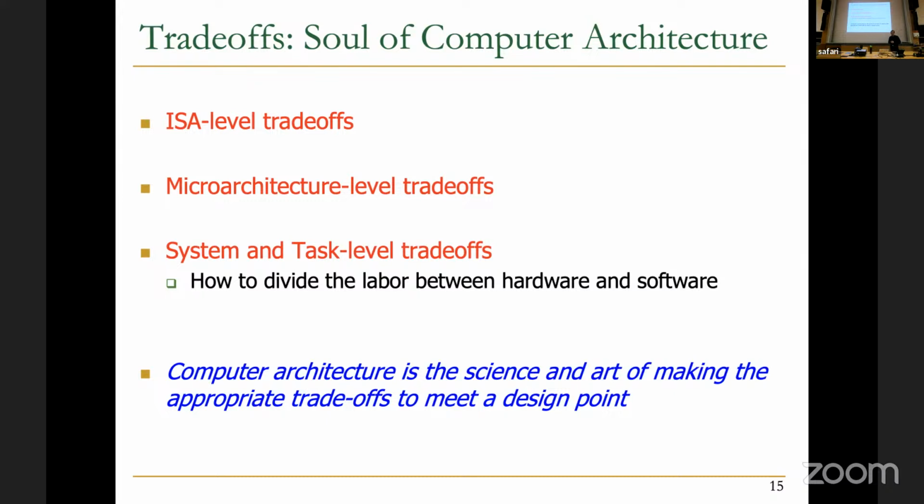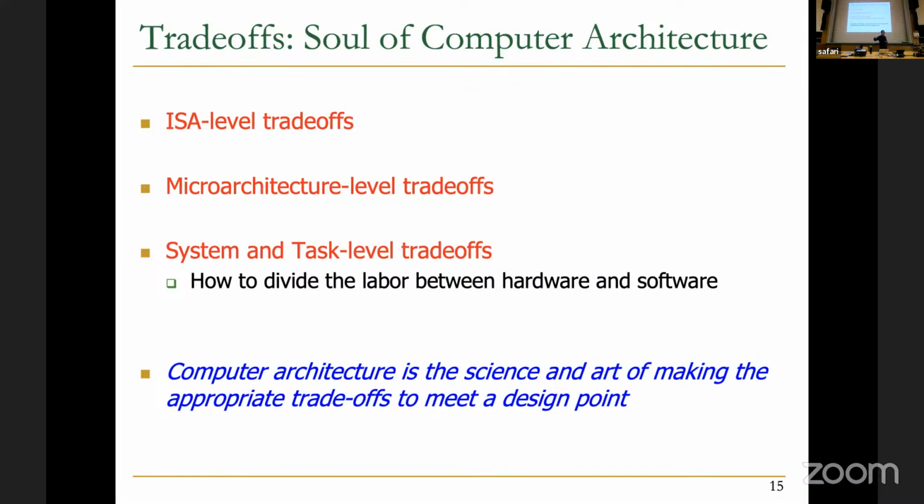How do you divide the labor between hardware and software? We discussed this actually when we talked about ISA. Remember the semantic gap example? You have the high-level language at the top, control signals at the bottom. You draw a line in terms of where your ISA is, and that determines what is the effort you put in the hardware versus software.